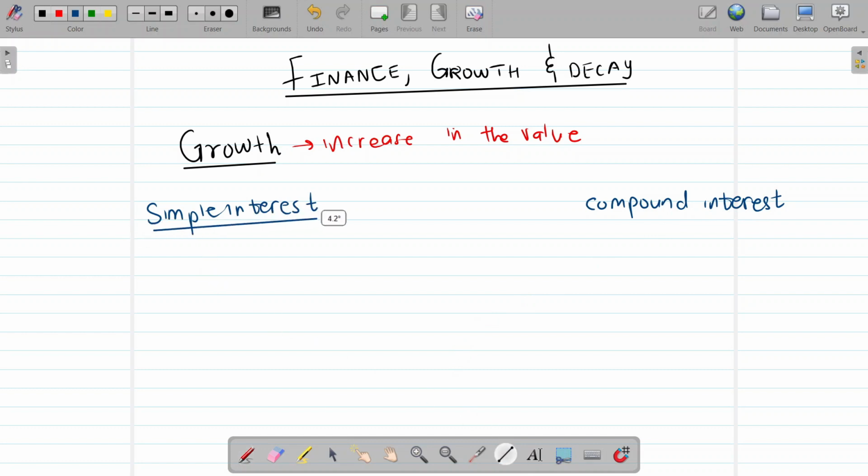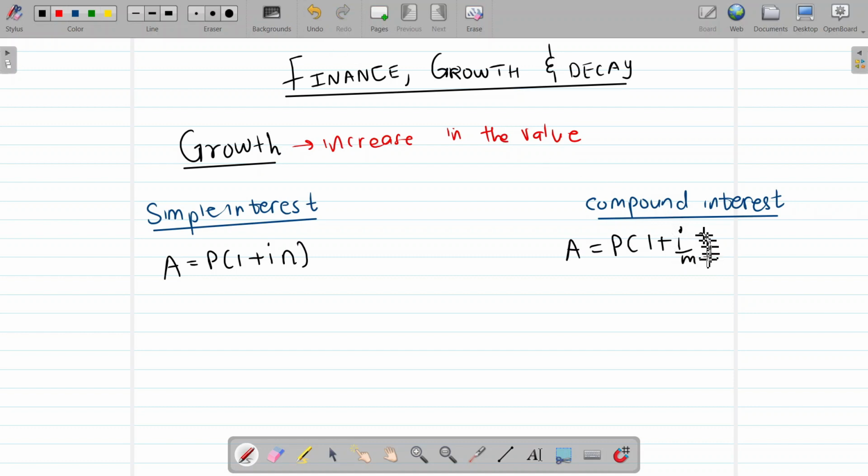Now there's a difference between these two ways in which money can grow. For simple interest, we use the formula A equals P into (1 plus i multiplied by n). While on the other hand, compound interest is A equals P (1 plus i over m) to the power of n multiplied by m.